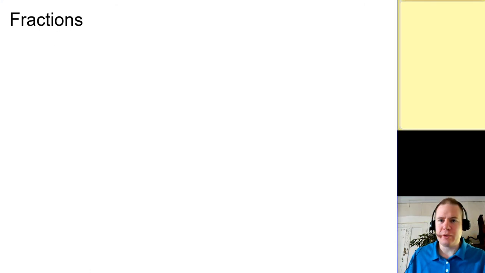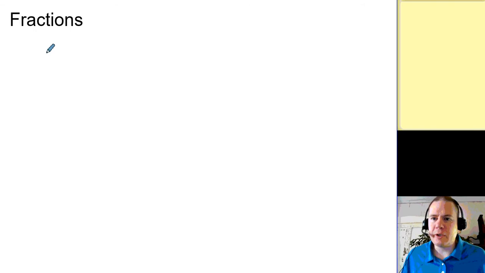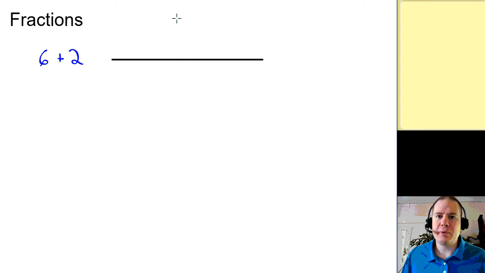Let's look at a problem here. Let's say 6 plus 2. Does that have anything to do with fractions? Oh, not yet. If I make a number line here, 1, 2, 3, 4, 5, 6. Plus 2, I'm going to go 2 more and get to 8. Continue to move in an indicated direction.